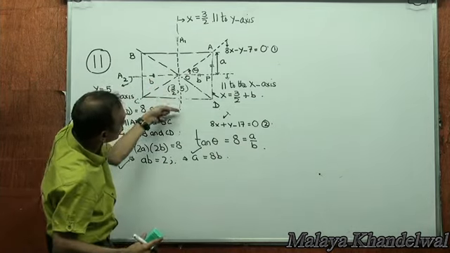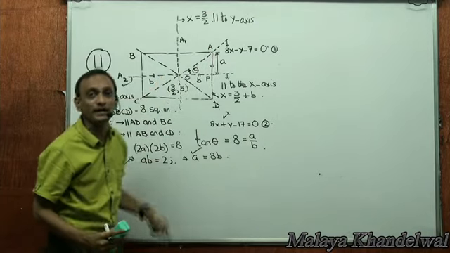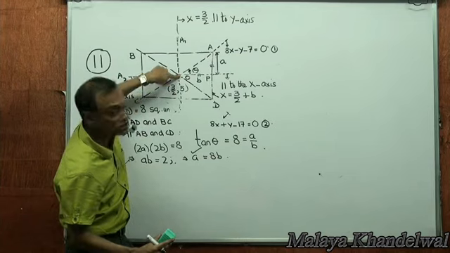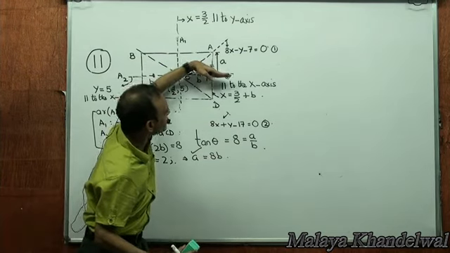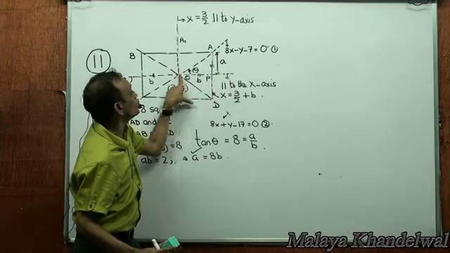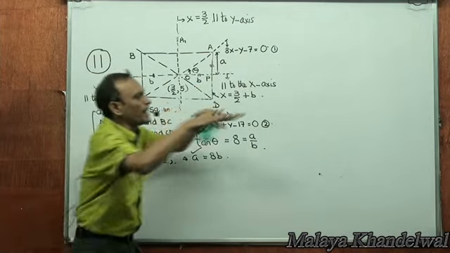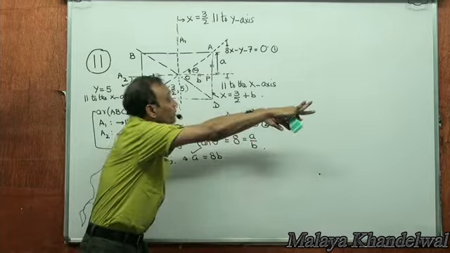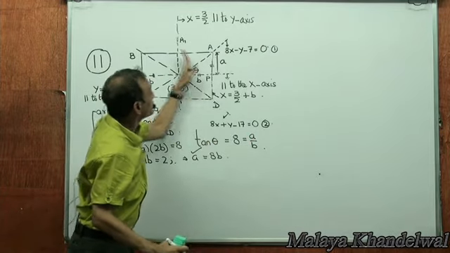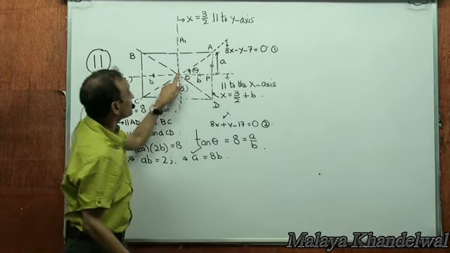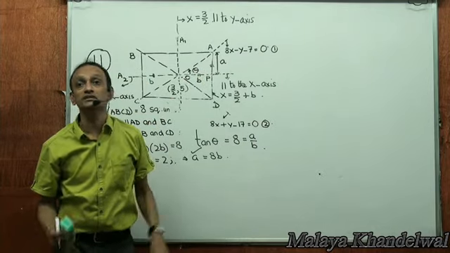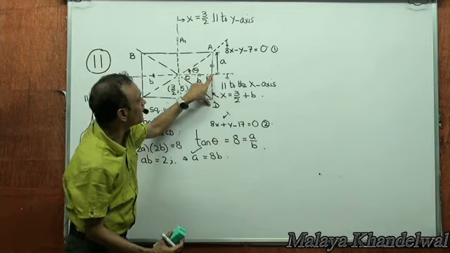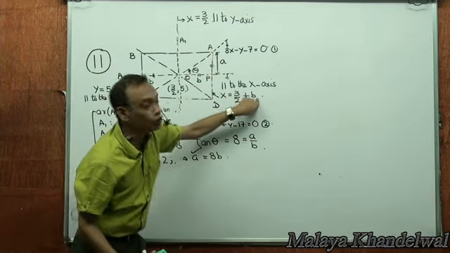If this is a line parallel to the y-axis, this and this will also be lines parallel to the y-axis. And if this is x equal to 3 by 2, moving in this direction means P would be x equal to 3 by 2 plus B, because I'm moving parallel to the x-axis. That means x increases by B units. Yes or no? That means the x coordinate of P would be 3 by 2 plus B, and the equation of AD would be x equal to 3 by 2 plus B.